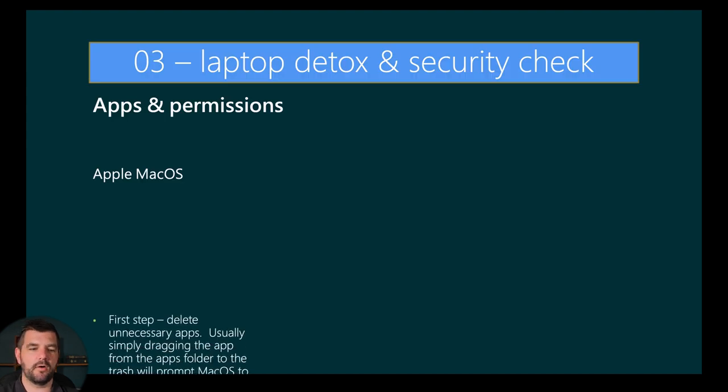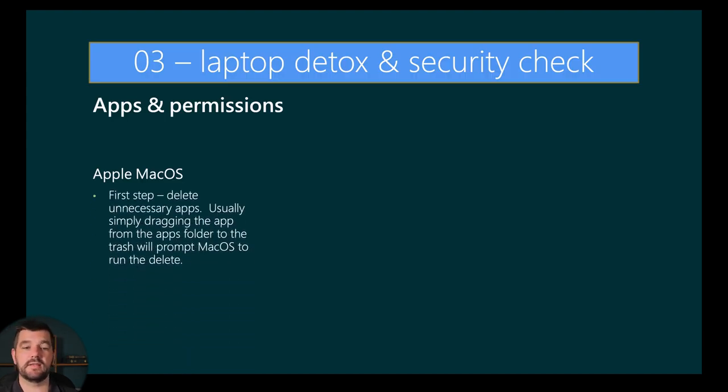In Apple Mac OS, first you want to delete unnecessary apps also before we get to the permissions. And this is usually done, it's a bit different on Apple Mac. You can drag it from the applications folder and drag it straight to the trash. And this will either just delete it and it doesn't have any message pop up at all, or you'll get some uninstallation window pop up that will take you through the uninstall process.